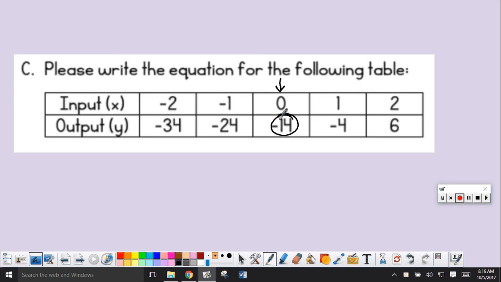So I'm going to write this at the top. I think I did blue for initial value on the last slide, so try and stay consistent. Initial value is negative 14. Okay, so that's already done. So now I just need to find my rate of change.